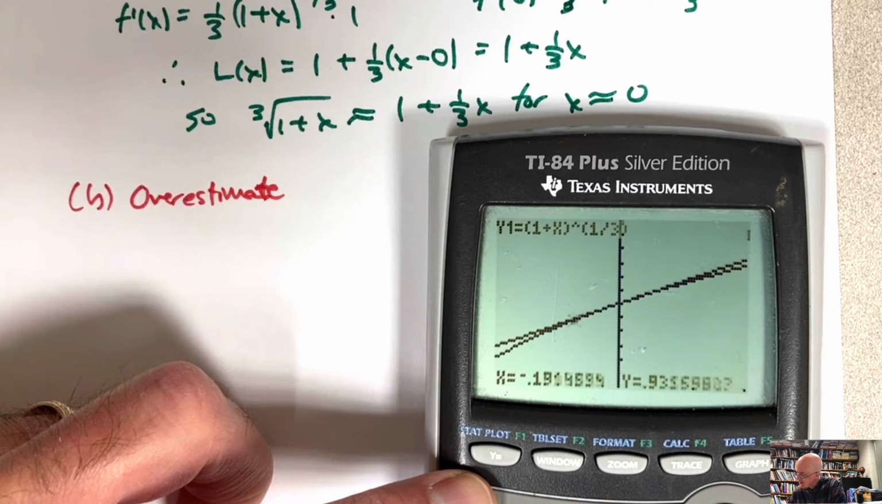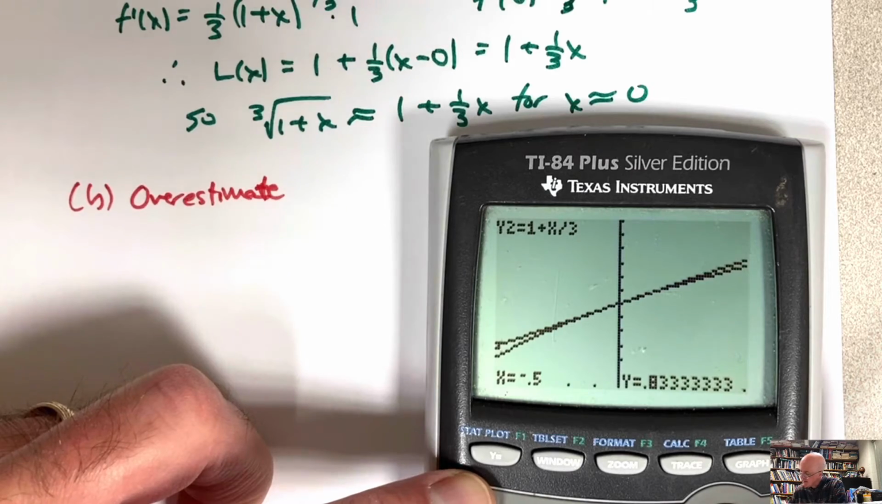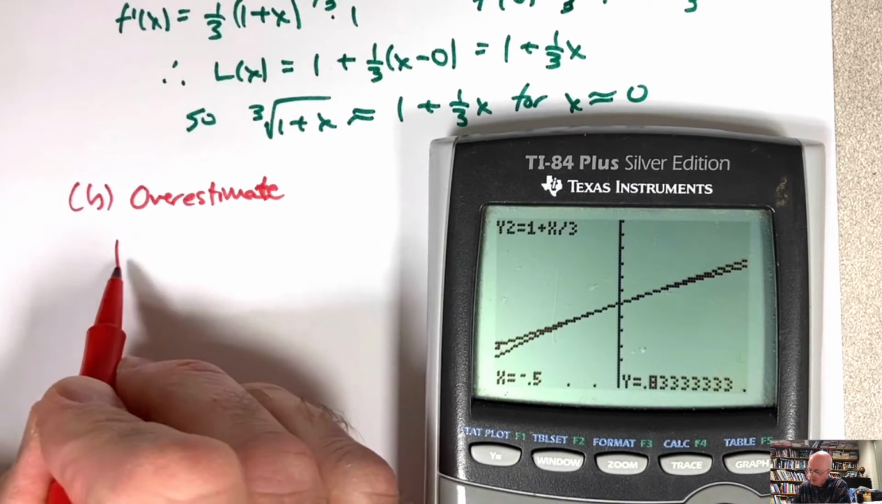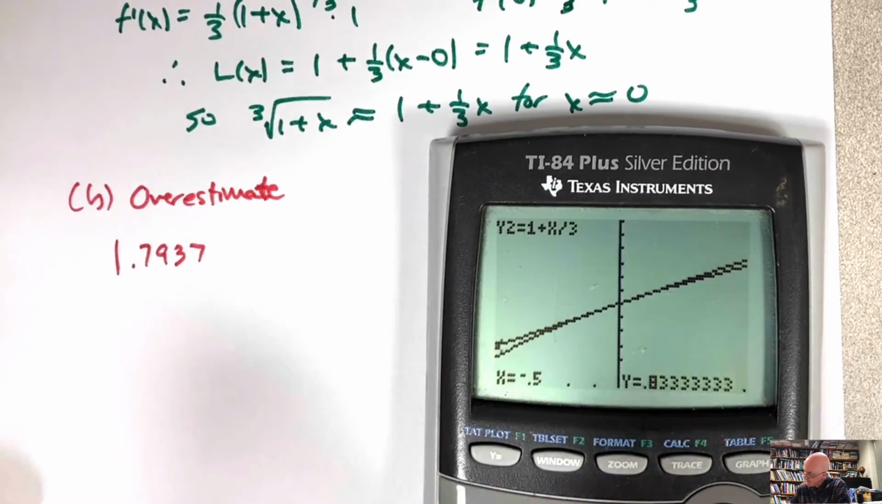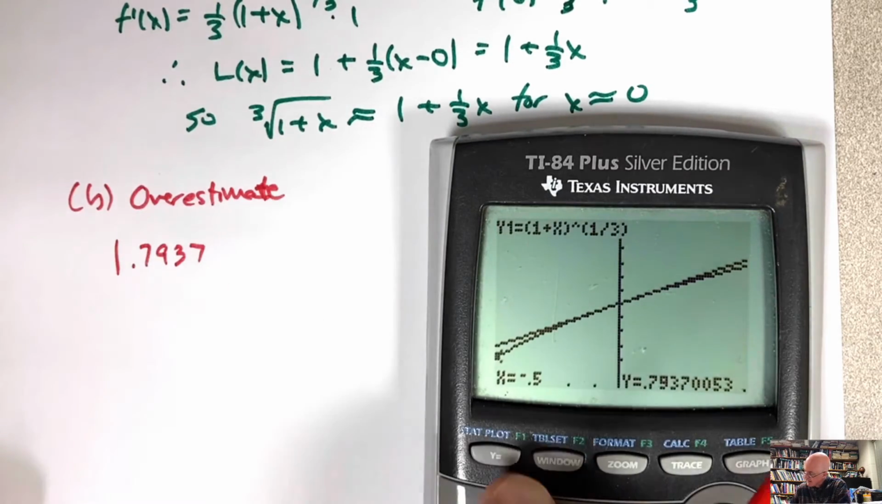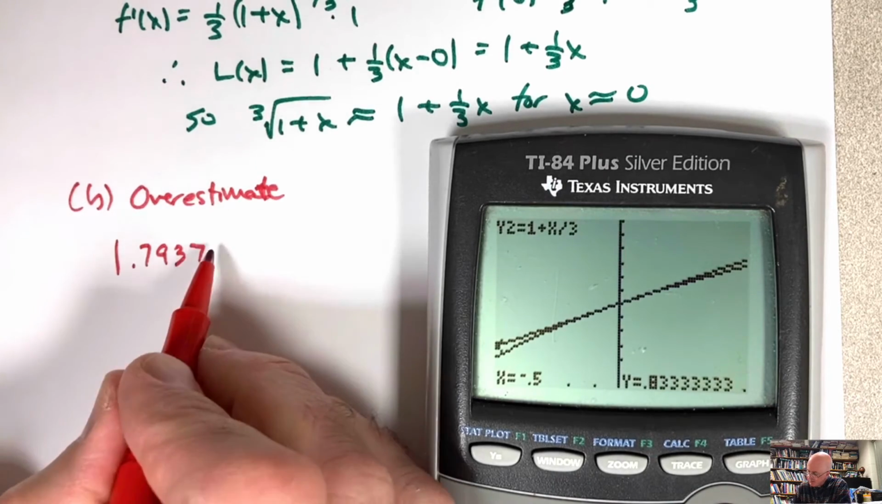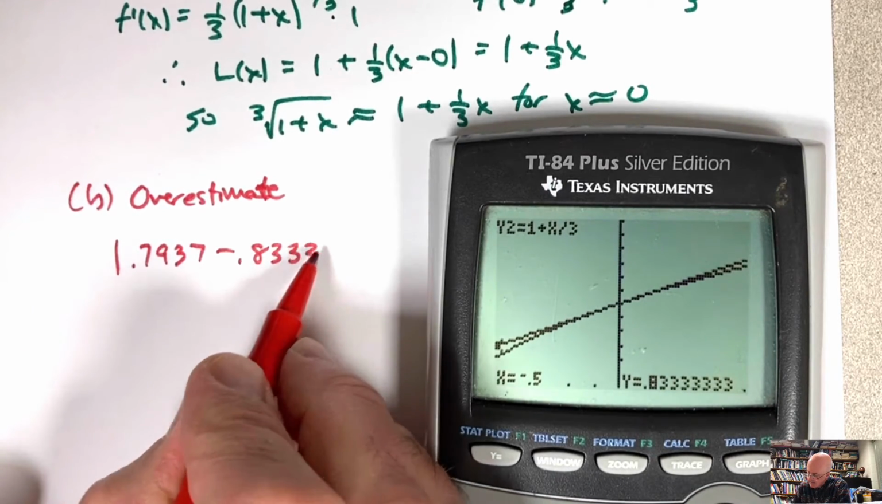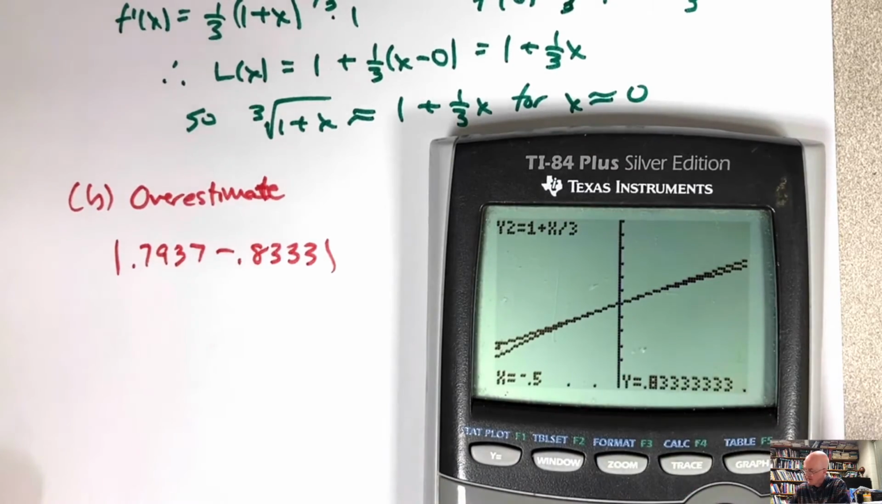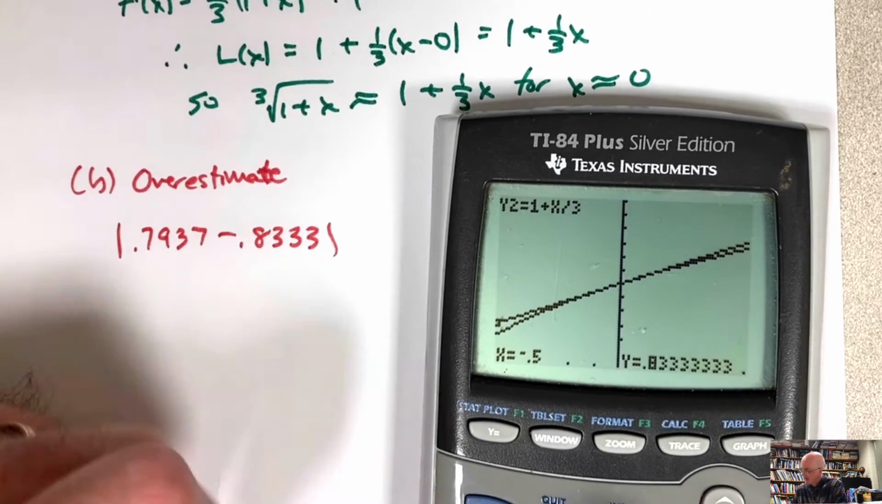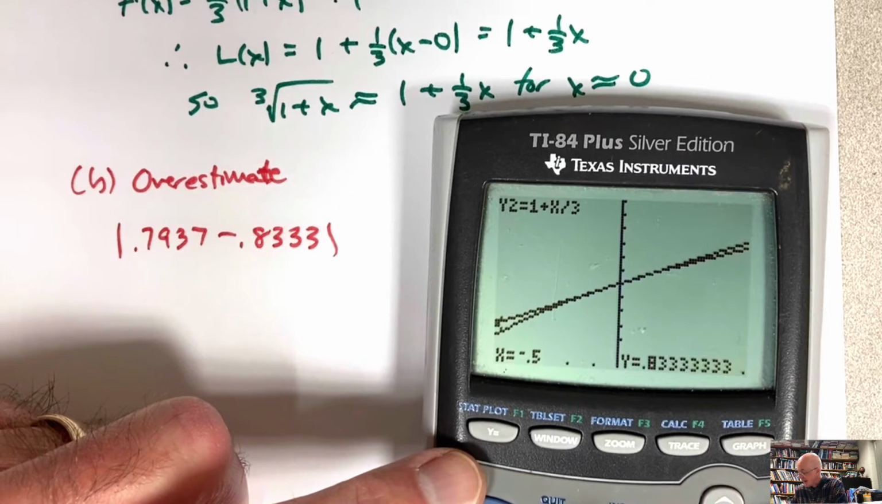On the curve itself, when x is negative 0.5, I guess I could plug in negative 0.5, couldn't I? Y is about 0.7937. And on the linear approximation, it's 0.83 repeating. Let's take the absolute value of 0.7937, just confirm that, yeah, I'll just round it to that, minus 0.8333. That's where the magnitude of the error is biggest. You can see the curves are farthest apart over this interval. So that'll be an upper bound for the error over the entire interval, the magnitude of the error.